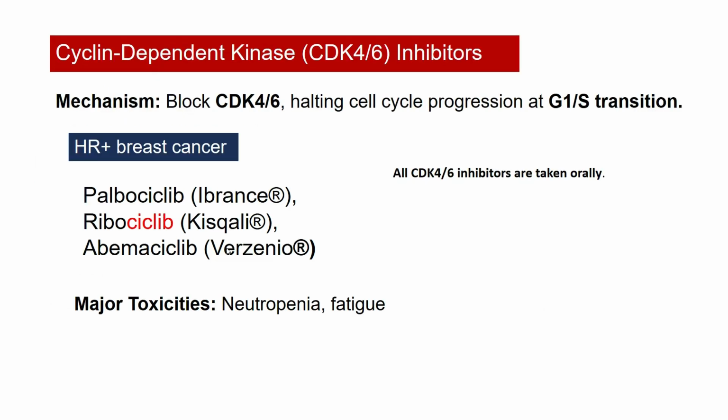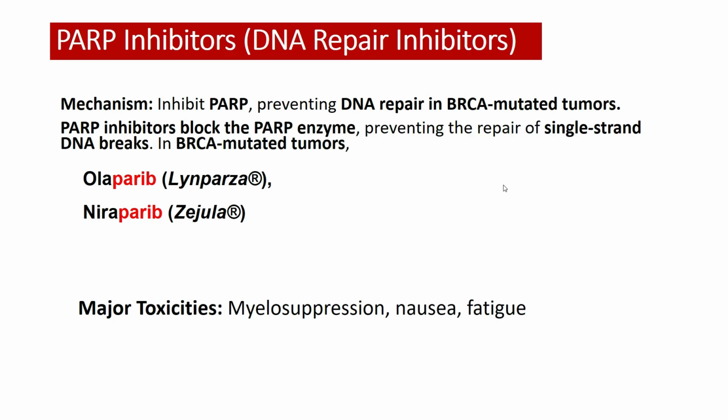And then the next type is called cyclin-dependent kinase CDK4/6 inhibitors. All these drugs target HR-positive breast cancer, and they have the suffix -ciclib. All of them have the -ciclib suffix, and they all come as oral preparations. Those are the two key points to remember.